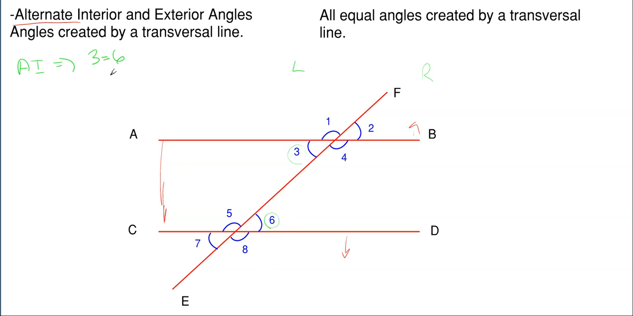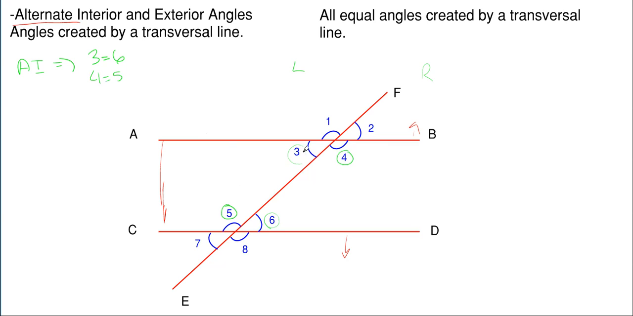And then the opposite in alternate interior is 4 is equal to 5. Once again, 1 on the left side is equal to the other one on the right side. 5 is not equal to 6 because look at the difference in angles here. 5 is equal to 4. 3, once again, is not equal to 4. It's not equal to 5. It is equal to 6.